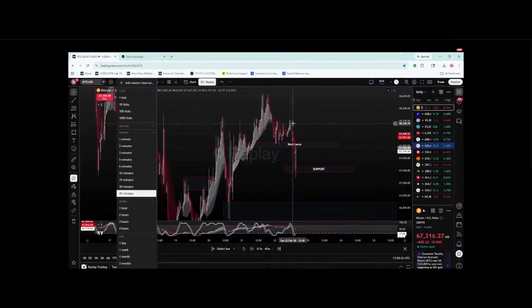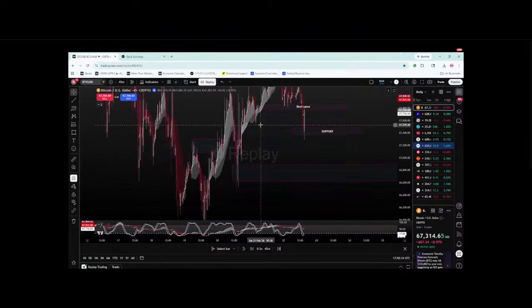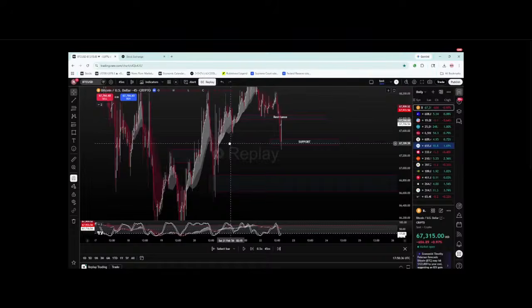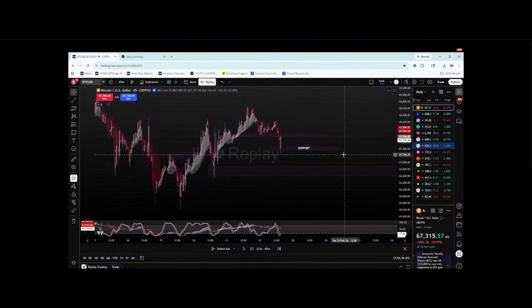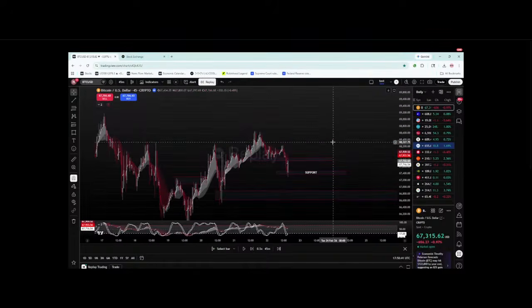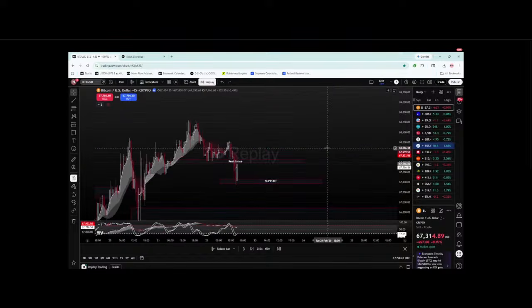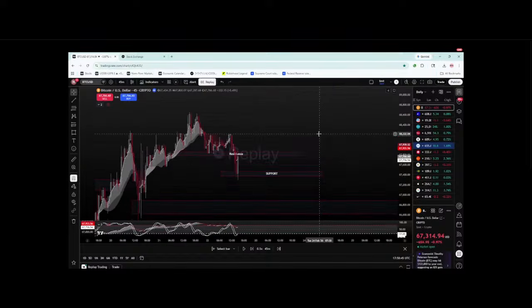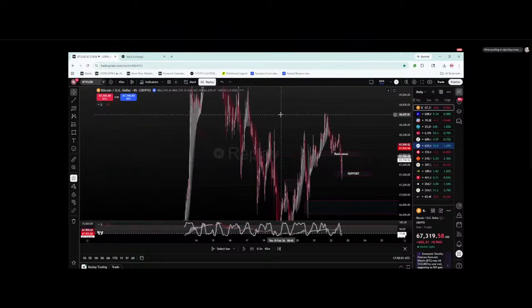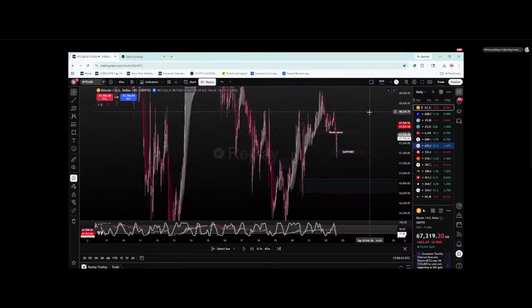Now, I want to say this as well. The bigger the time frame, the more meaningful those support and resistance levels are, because basically they're more battle tested. Those levels have been tested a lot more over time, and they've remained true a lot more over time. When it's a smaller time frame, it hasn't been tested as much as these larger time frames, like the daily time frames, etc.